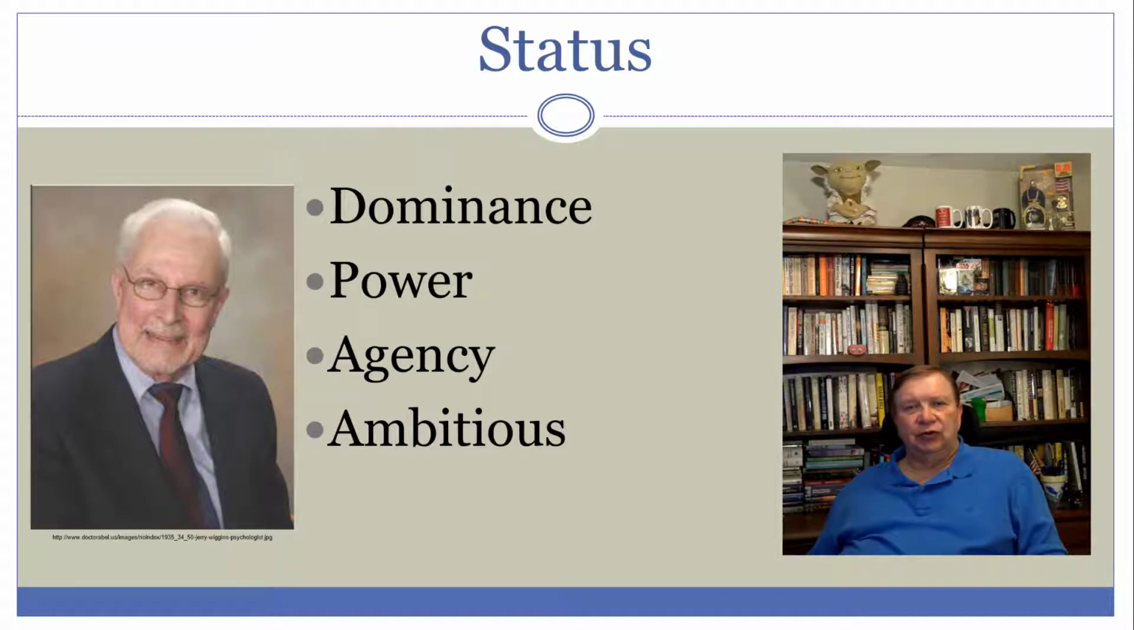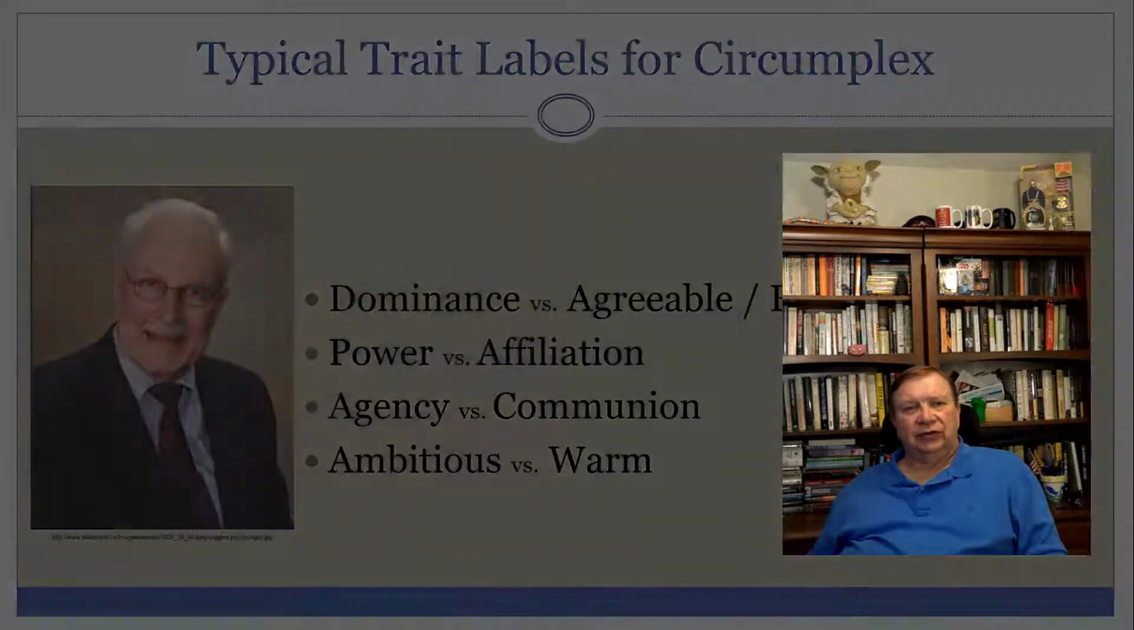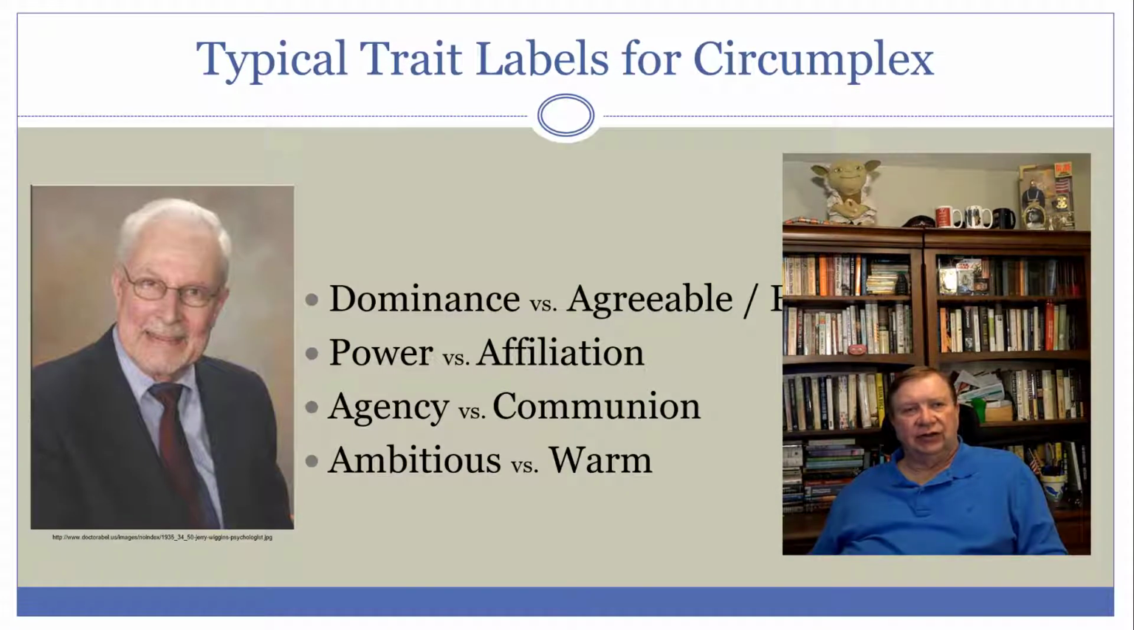So when you look at the two main dimensions of Wiggins circumplex, you're going to see usually they fall along the lines of dominance versus agreeableness and friendly, power versus affiliation, agency versus communion, or ambitiousness versus warm. Each one of these is a set of two trait labels for the primary axes of the circumplex. Now, with the circumplex, you'll find that the traits are arranged in a circle, hence the name circumplex.